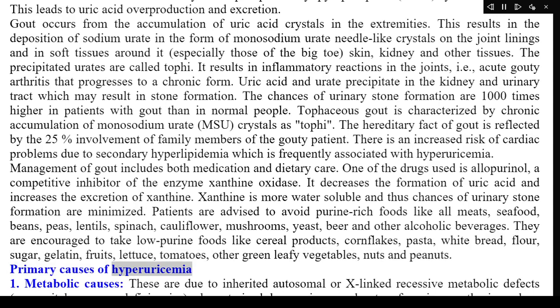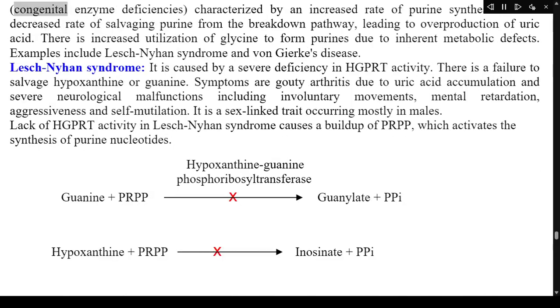Primary causes of hyperuricemia. 1. Metabolic causes. These are due to inherited autosomal or X-linked recessive metabolic defects, congenital enzyme deficiencies, characterized by an increased rate of purine synthesis and/or decreased rate of salvaging purine from the breakdown pathway, leading to overproduction of uric acid. There is increased utilization of glycine to form purines due to inherent metabolic defects. Examples include Lesch-Nyhan syndrome and von Gierke's disease.